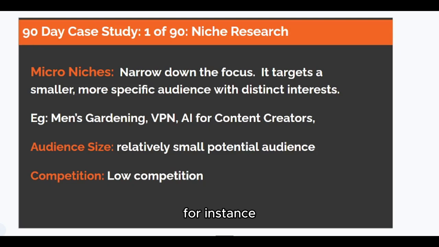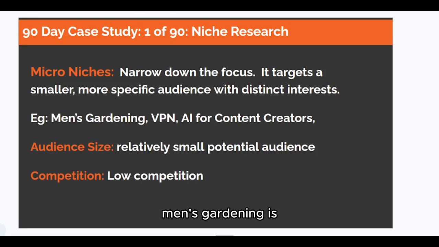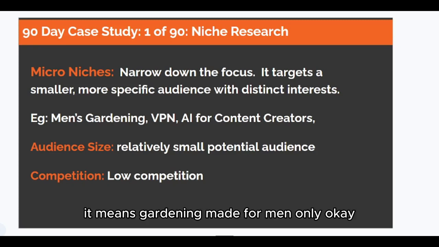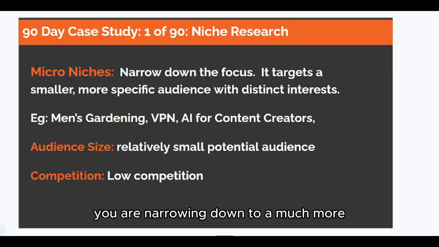For instance, when you pick gardening, you can do something like men's gardening. Men's gardening means gardening made for men only. And that is niching down, narrowing down to a much more specific audience. You are talking to only men who are interested in gardening.